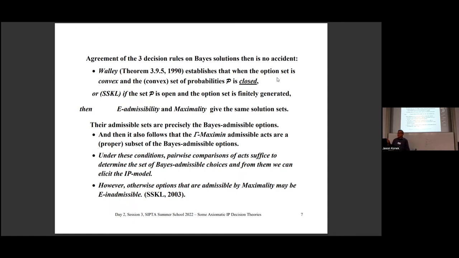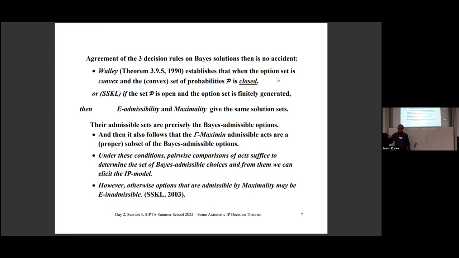The set of probabilities is open and the option set is finitely generated. That's a little piece that we tacked on. Then E-admissibility and maximality give exactly the same solution sets, and the gamma-maximin acts are a proper subset of those. So under those conditions, pairwise comparisons actually suffice, because we know the pairwise comparisons are sufficient for maximality. However, otherwise maximality may involve some inadmissible options, and I'll give you examples of where that is.